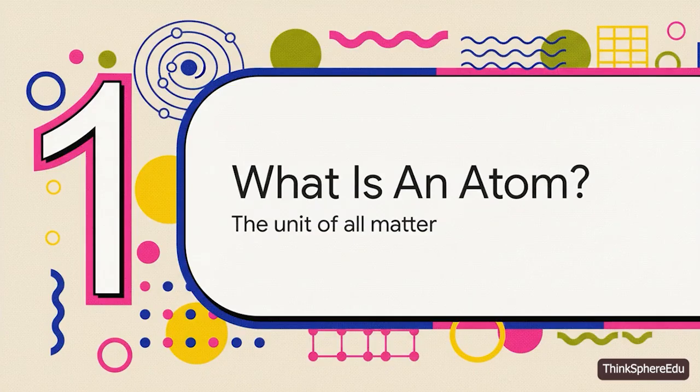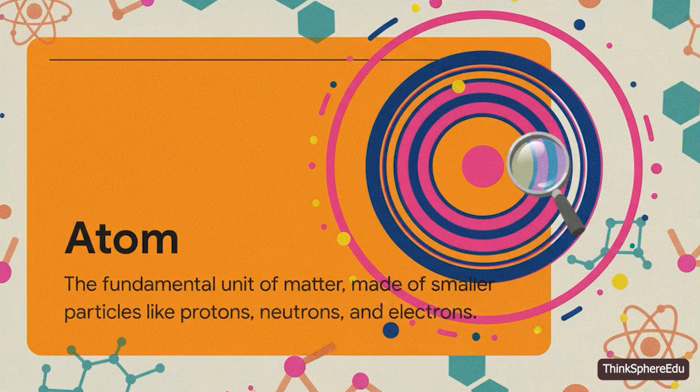Part 1, what is an atom? Well, to put it simply, imagine you could take anything, your phone or a glass of water, anything, and just keep breaking it down into smaller and smaller pieces. The very last piece you'd end up with, the smallest possible unit, that's an atom. The textbook definition says it's the smallest particle of an element.